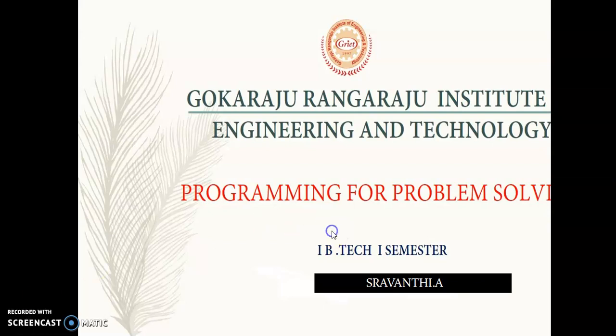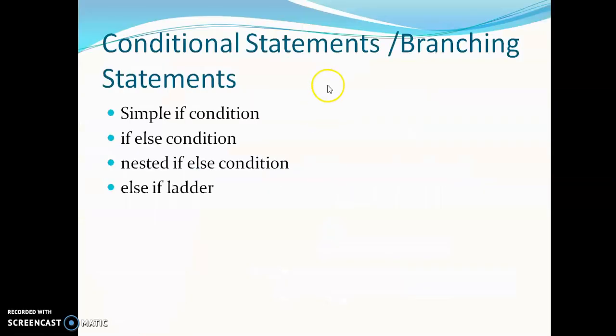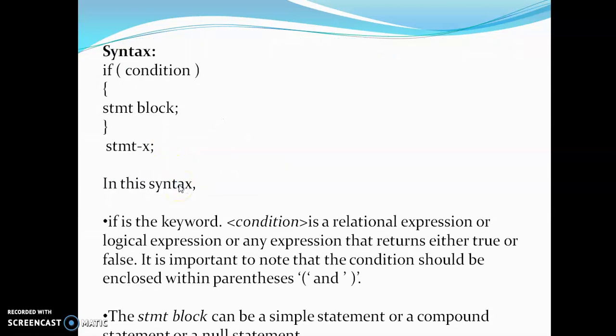In this video, we'll learn about conditional statements in C language. The conditional statements are also known as branching statements, and these are the different variants of the conditional statements. They are simple if conditional statement, if else conditional statement, nested if else conditional statement, and else if ladder.